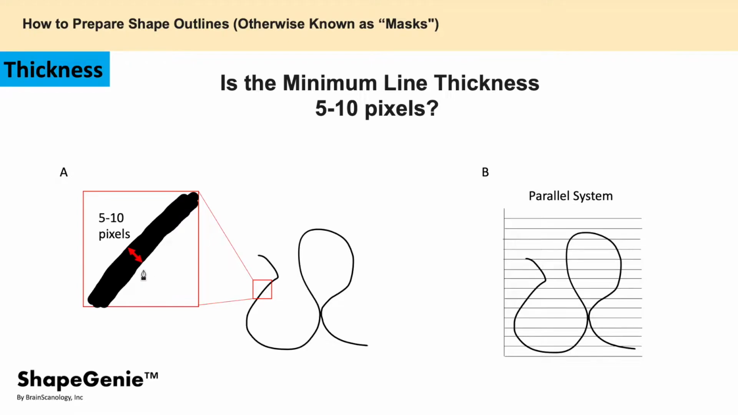10 pixels thick. And we set the minimum at 5 simply because when you feed your image into Shape Genie, it goes through various processing steps. And we find that a minimum width of 5 pixels is most reliable for detecting the line. So for the shape in panel A, panel B shows that a parallel grid system is a good system of choice. This is a segue into explaining why we put 10 as a maximum for the line thickness.